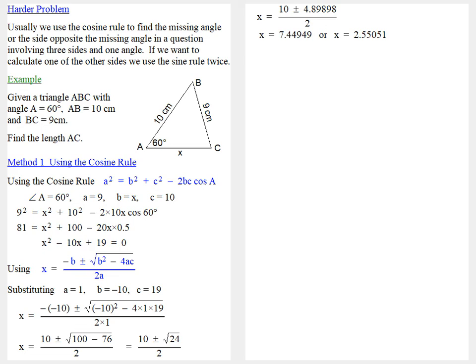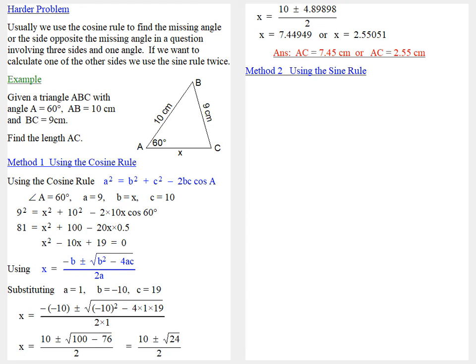which we can work out to give as either x equals 7.44949 or x equals 2.55051. So we find there are two possible answers. AC is equal to 7.45 or AC is equal to 2.55.